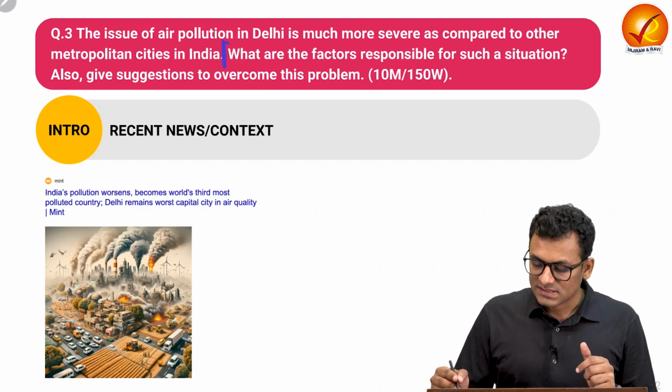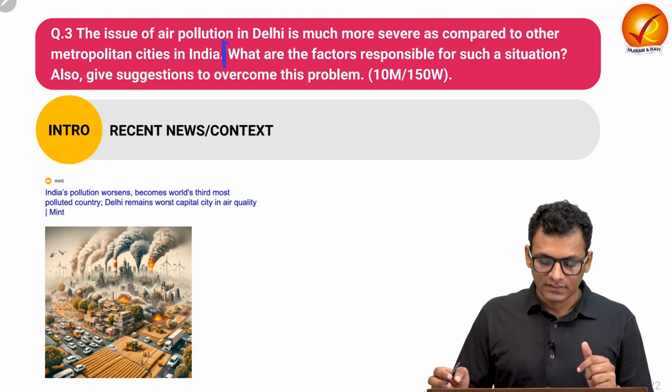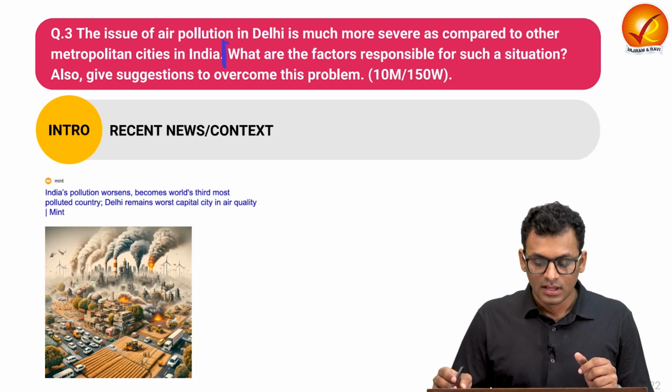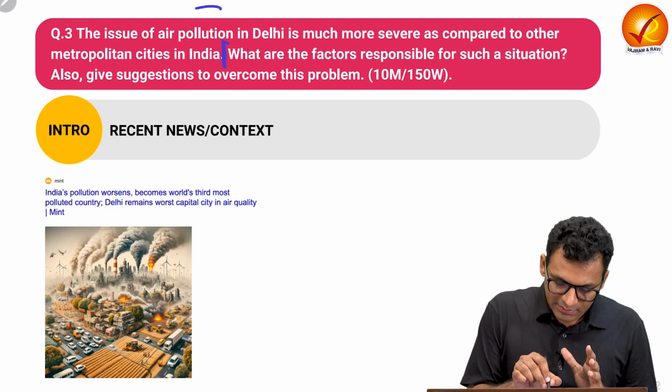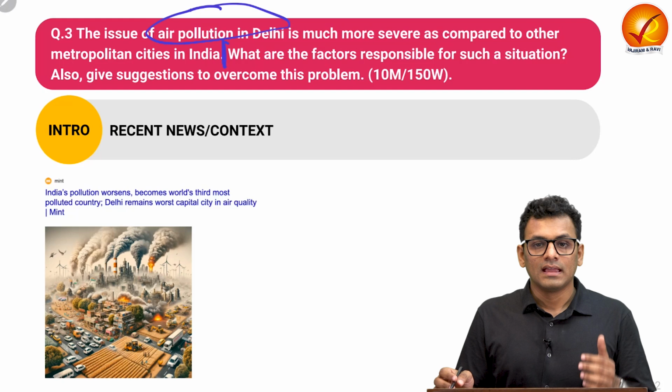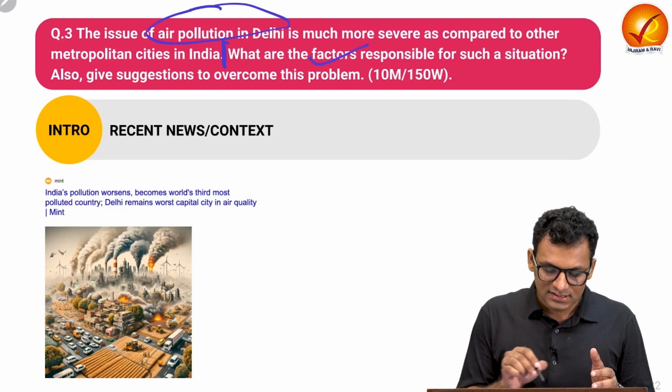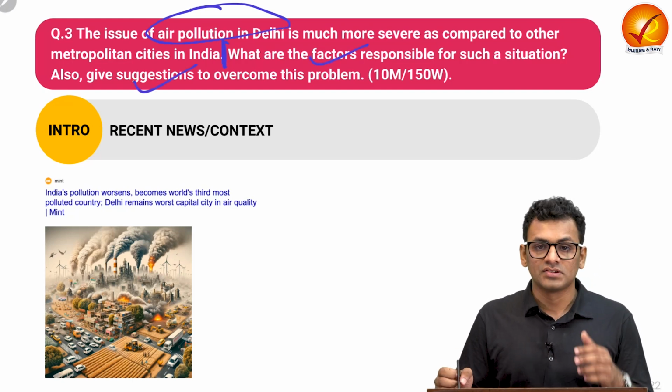What are the factors responsible for such a situation? Also give suggestions to overcome this problem. Again, if we see the structure of this question, the major demand is with respect to the context of air pollution. In the body, you can talk about the factors and the suggestions, as in the measures to overcome this problem.